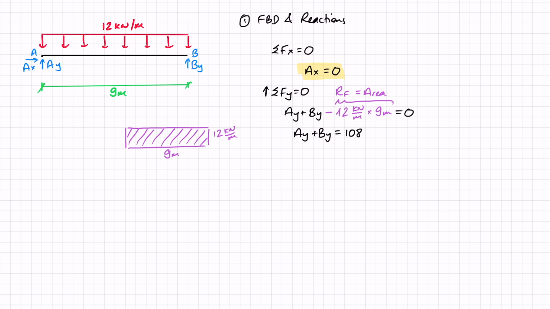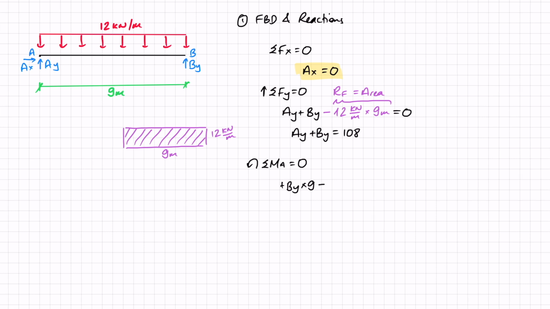And now I'm going to move on to moments around A, with counterclockwise being my positive direction. And I've got a positive moment from BY, so plus BY times 9, because that's the distance. And then I'm going to have a negative moment from the UDL, so minus, and this is going to be the area, which gives me the force, so the 12 times 9. And I'm going to locate that resultant force at the centroid of the shape.